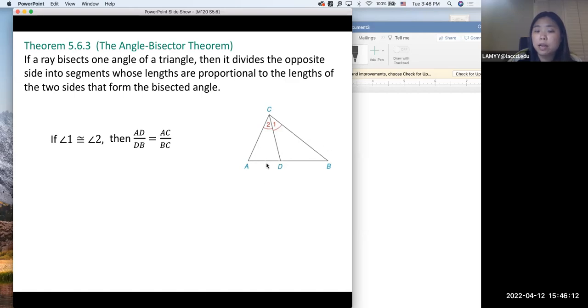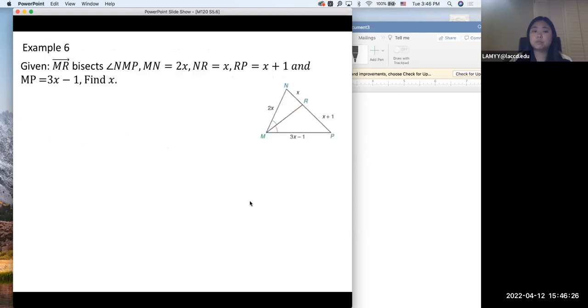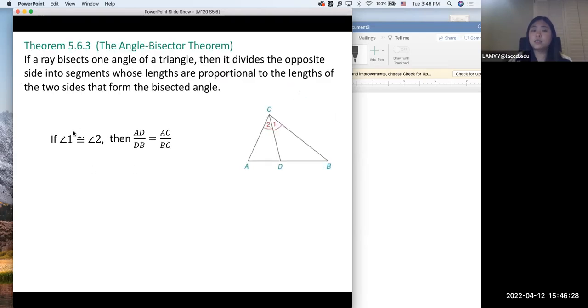Okay, compare the lines. AD, this line, over DB equals AC over BC. Okay, talking about this straight line here, if angle 1 is congruent to angle 2. Hey, write it down here. Write this part down on your notes. Angle 1 congruent to angle 2, then AD over DB equals AC over BC.